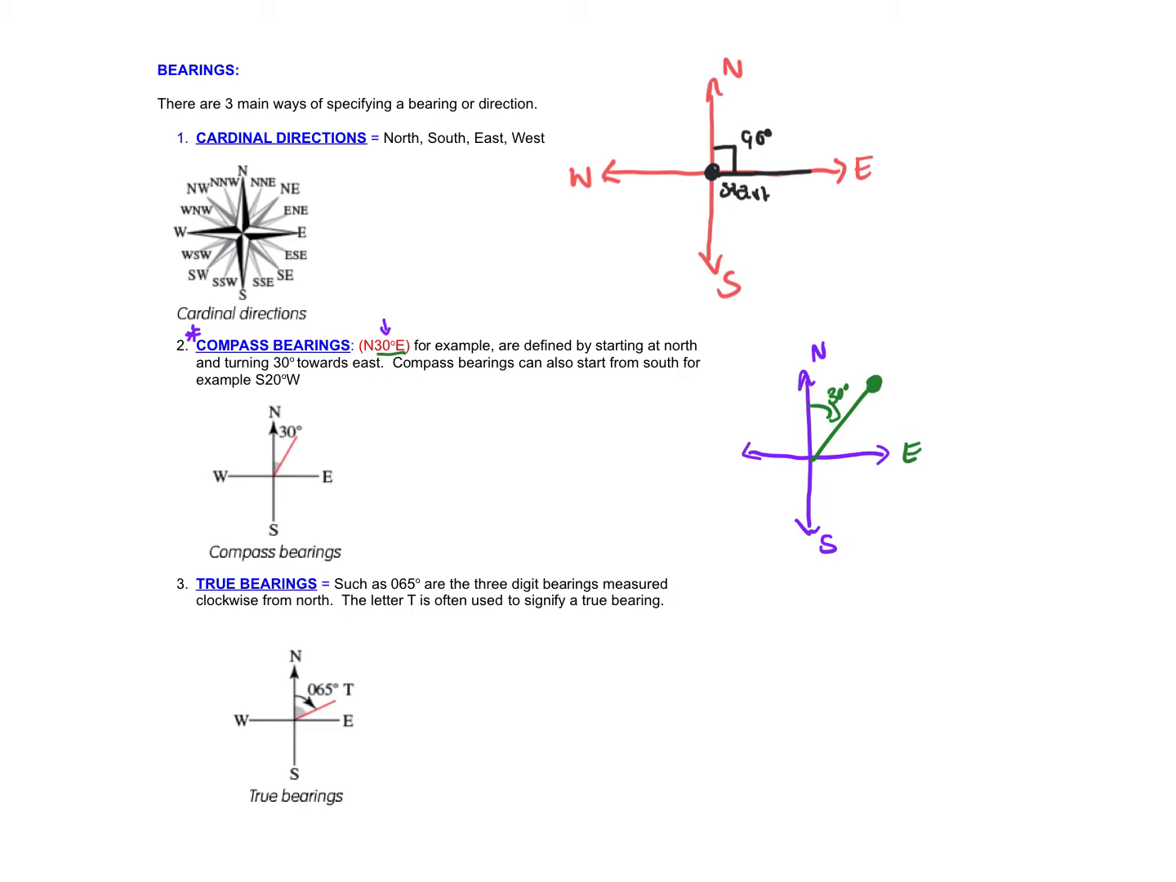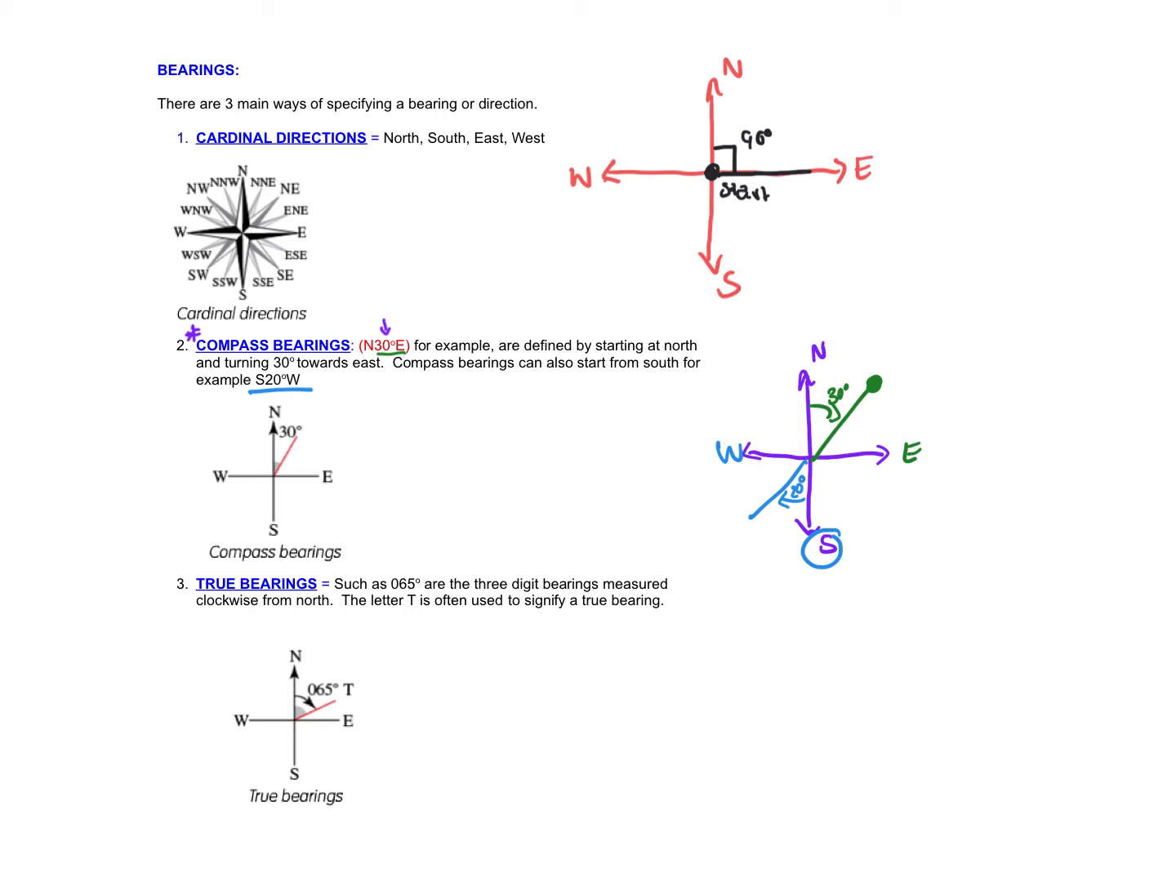Okay, so if I did another one, we've got one here, south 20 degrees. So I've started in the south and it's going towards west. So it's from the south going towards west. That makes that 20 degrees in there. Okay, so that's a compass bearing. A compass bearing is when you have the north or the south, and then which way you're going, east or west.